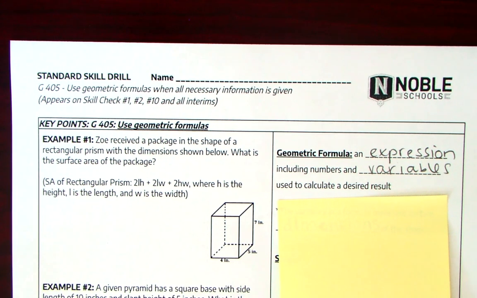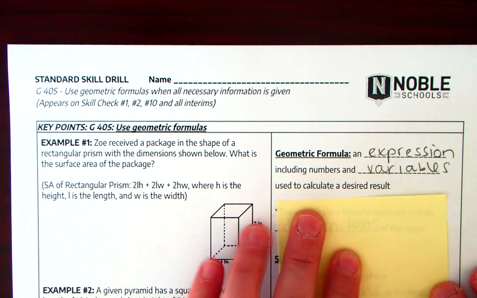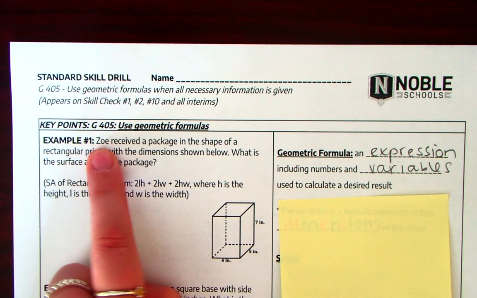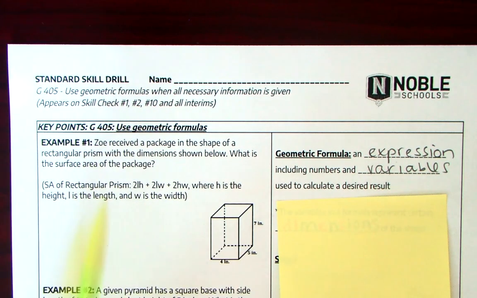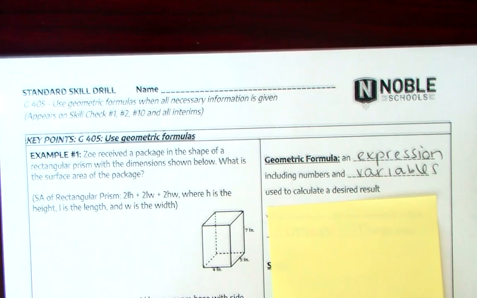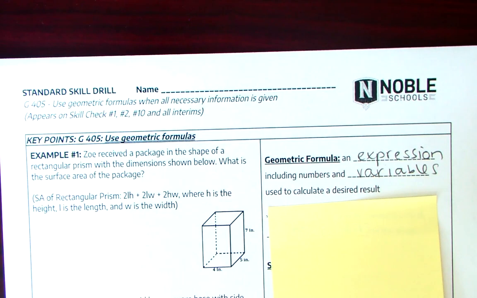Okay, so for example, if we look at example 1, Zoe receives a package in the shape of a rectangular prism with the dimensions shown below. What is the surface area of the package? So we've got this package here. Surface area is all the space outside of it. And even if you don't know that, if I tell you, hey, the surface area of a rectangular prism can be calculated by this formula, so here's an example of a formula.